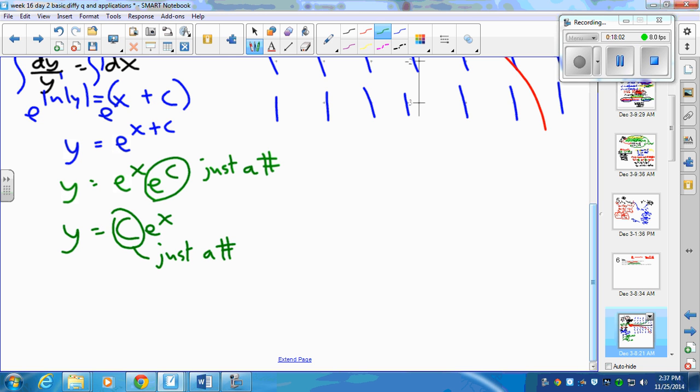Now the part that might bug you is you see this C and you see this C and you go, are those the same C? Okay, e to the C is a number, C is a number. They're both just numbers. I don't know what the number is yet. I will never know what those numbers are until I plug in a point. So if you really don't like how I wrote two C's, you could write it as D e to the x and say D is still a number.